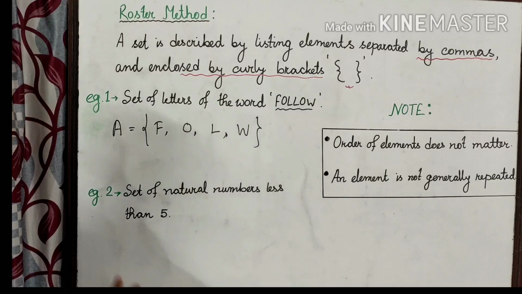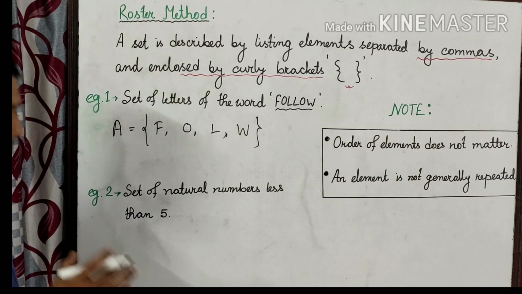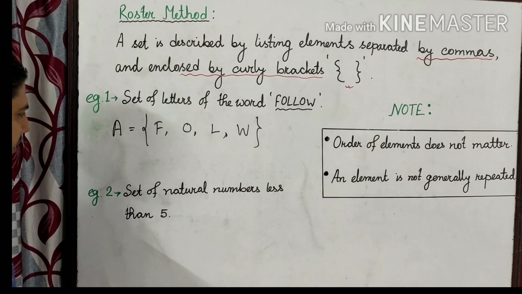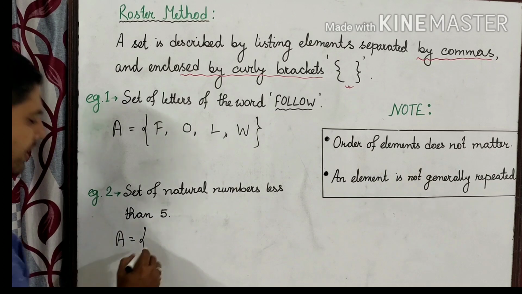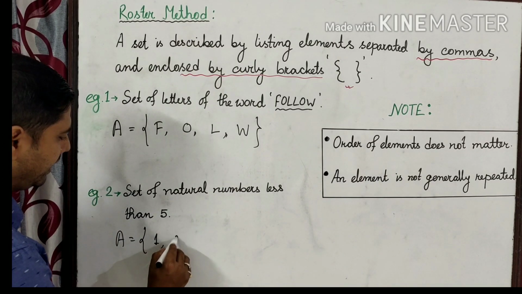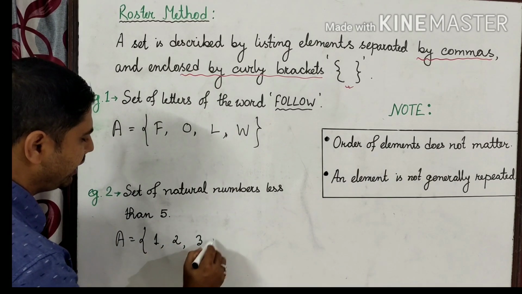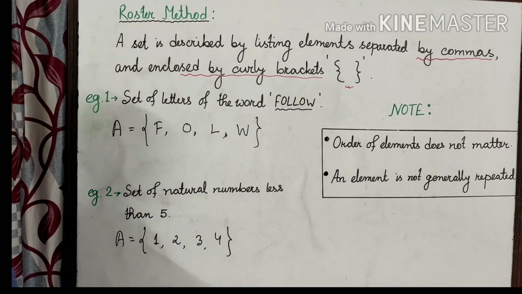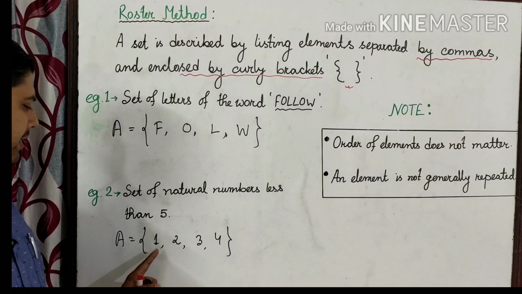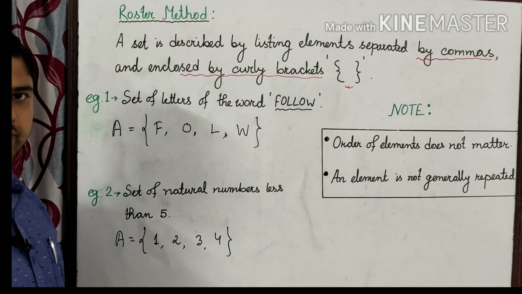Again, if we consider another example, set of natural numbers less than 5. Say I take A. What will come? First one is 1, next 2, 3, 4, not 5. Because it says less than 5. Therefore we consider 1, 2, 3 and 4.